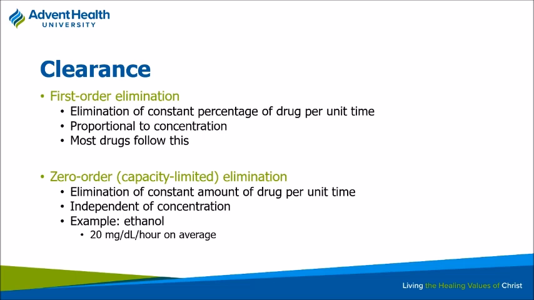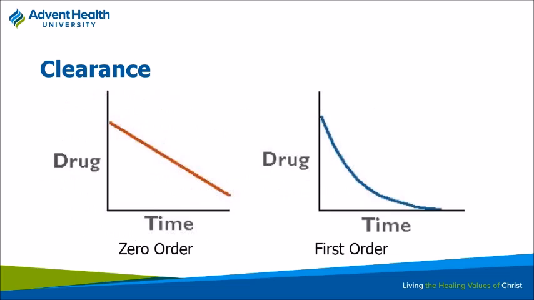But you're going to find that most drugs do not follow zero order. Most of them are going to follow first order. Okay, just as an FYI. That's why they say you roughly metabolize 1 drink per hour. That's that 20 milligrams per deciliter.